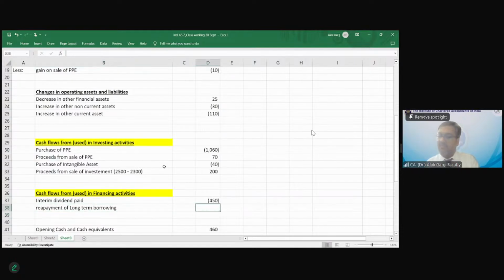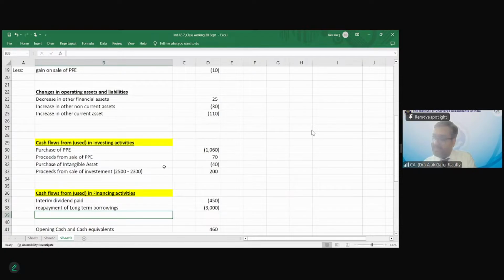And how much is the repayment of the long-term borrowings? 3,000, negative. So basically, the opening balance was how much? 5,000. The closing balance is 2,000. So 2,000 minus 5,000. Can I write like this? 3,000. Is that okay? Payment, right? Liability went from 5,000 to 2,000, meaning 3,000 has been paid. Is that clear, friends? Yes, sir. Okay, repayment of long-term borrowings. Now, what is the next item?